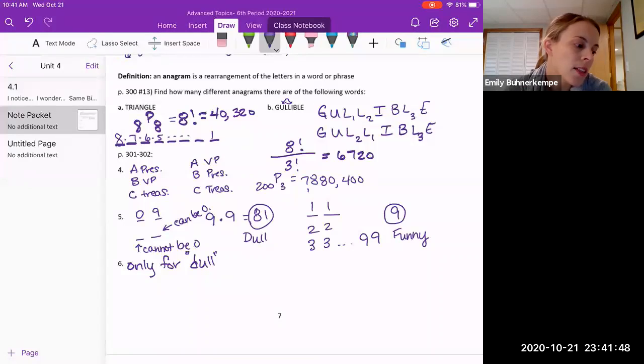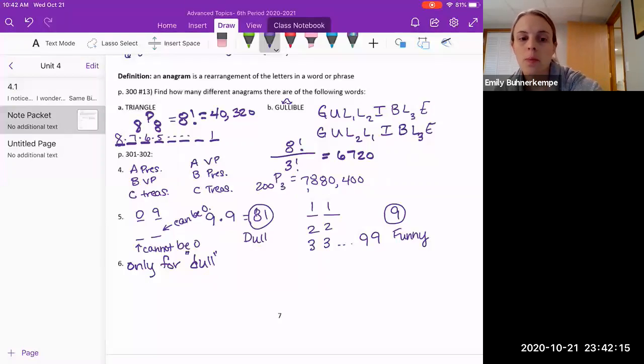Question C says, there is a big bag with many pieces of paper inside. On each piece of paper, there is a 2-digit number. All of these numbers are different and all possible two-digit numbers are in the bag. If someone takes out a piece of paper from that bag, is it more likely to be a dull number or a funny number? So in this case, it is more likely to be a dull number because there are more dull numbers than funny numbers.